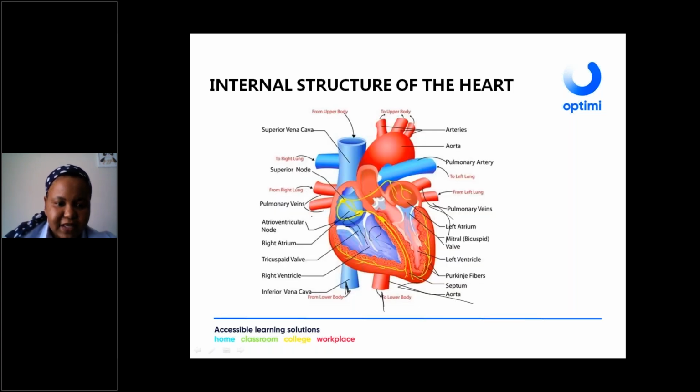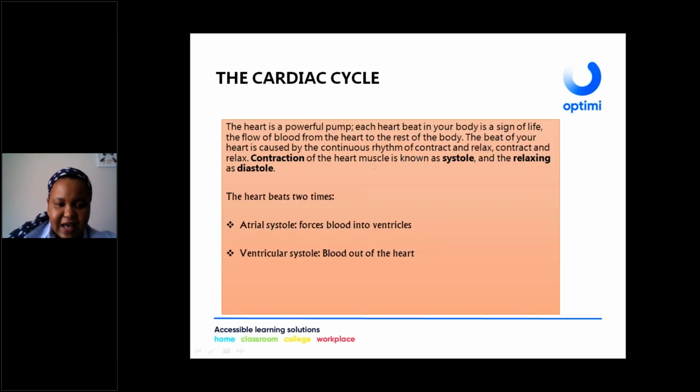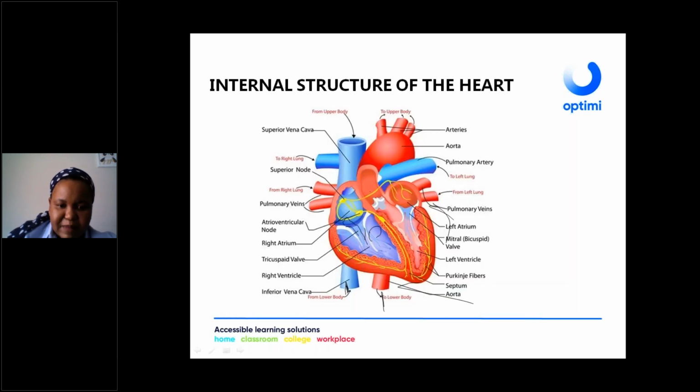Sorry, let me repeat that. As soon as blood fills the atrium, it will start to contract, opening the valves, and blood will flow into the ventricle. This is known as the atrial systole. So the atrium contracts, opens the valves, and blood flows into the ventricle. This is known as the atrial systole.